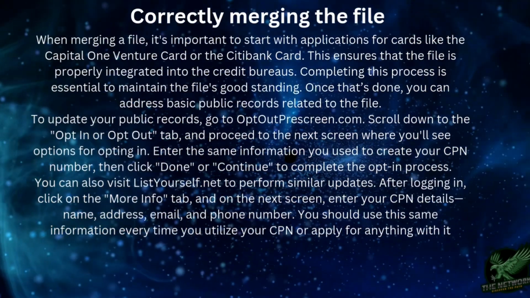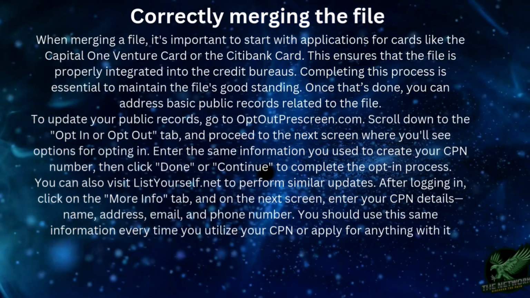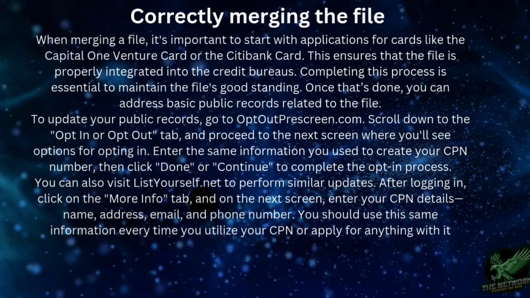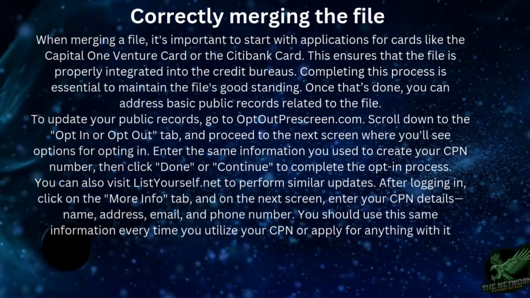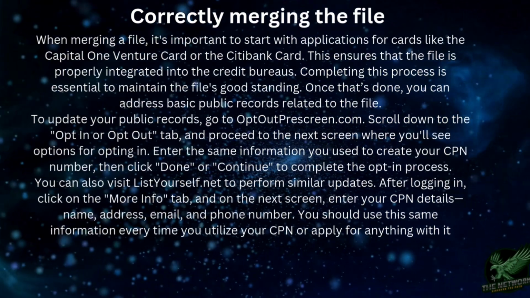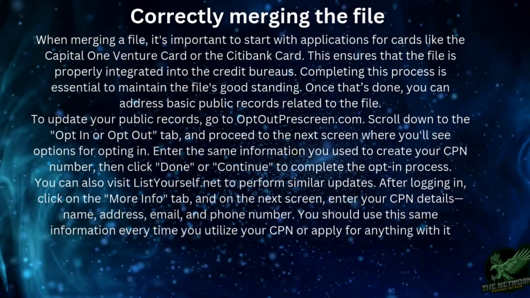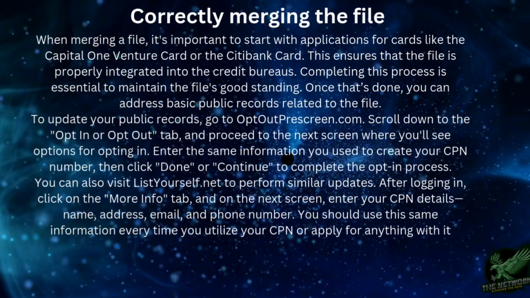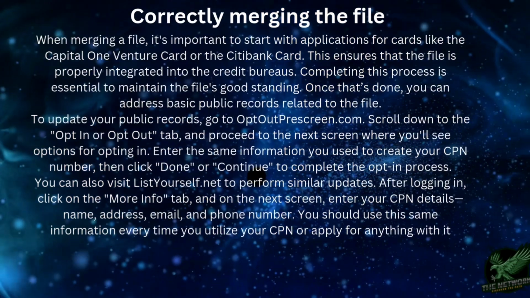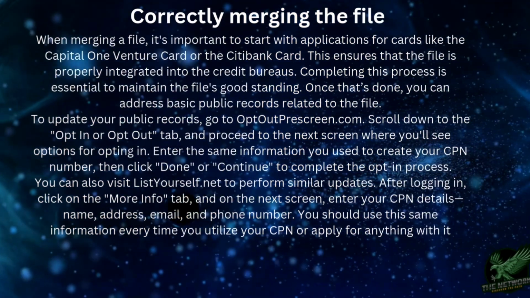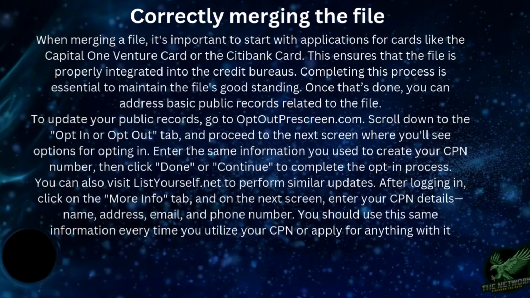So correctly merging the file. When merging a file, it's important to start with applications for cards like the Capital One Venture card or the Citibank card. We will discuss this a little bit further on the back end of the video, so you can understand what cards are for what. This ensures that the file is properly integrated into the credit bureaus. Completing this process is essential to maintaining the file's good standing. Once that's done, you can address basic public records related to the file.